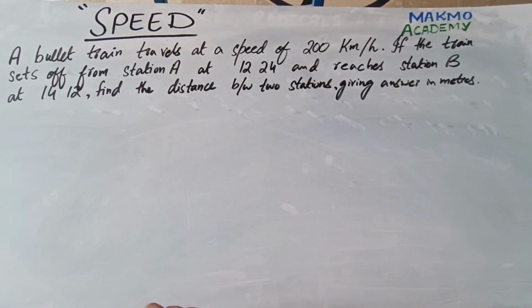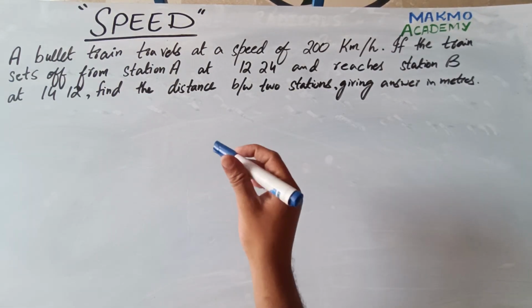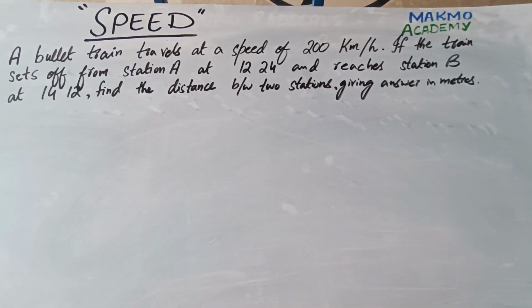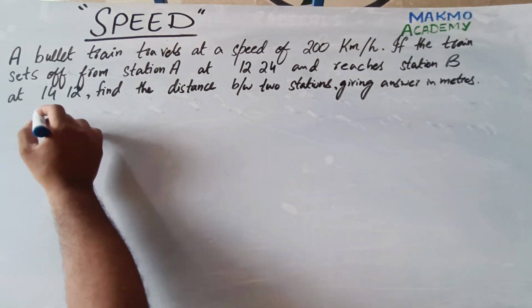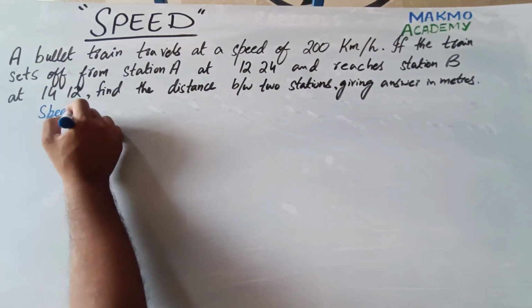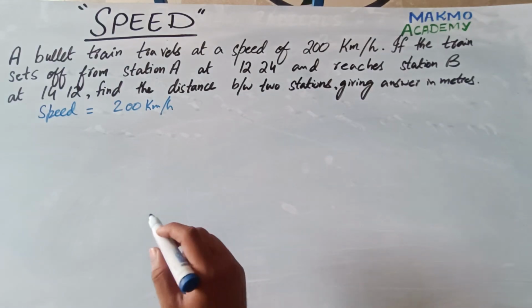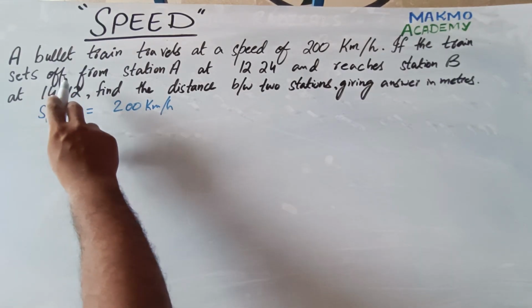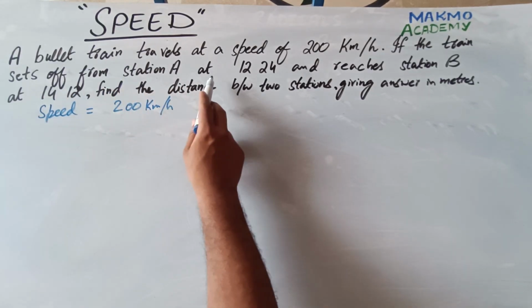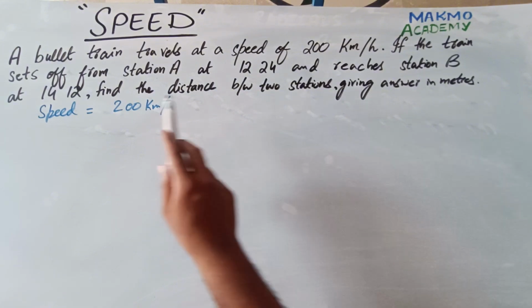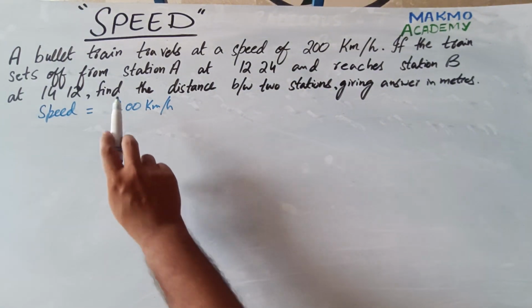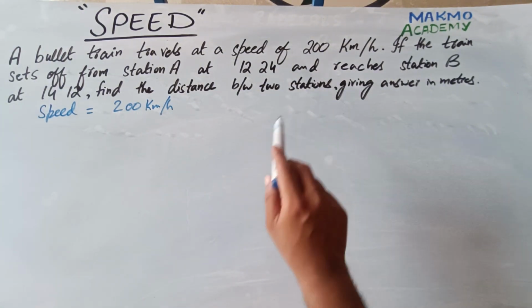Now we are having another problem. A bullet train travels at a speed of 200 km per hour. If the train sets off from station A, means speed is given 200 km per hour. A train sets off from station A at 12:24 and reaches station B at 14:12. Find the distance between two stations.